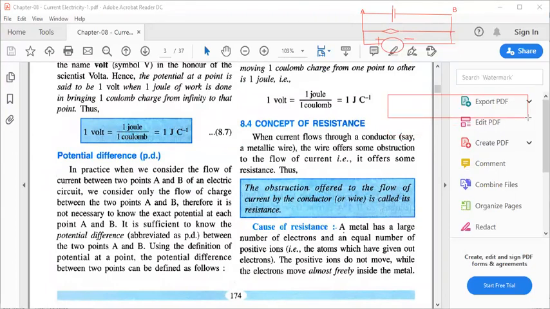Okay, there is a conductor and imagine these are stationary ions, which are not moving, like cations, positive charge, not moving. Now these are electrons. Now electrons are going to face some obstacle. If you can see, there are some positive charges in between. So if the electron is trying to flow and it is meeting some obstruction, that obstruction is called resistance.